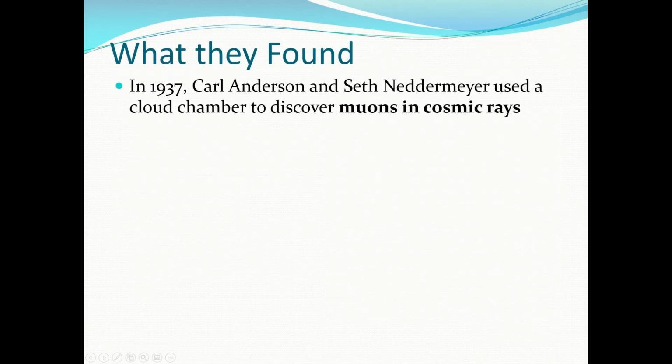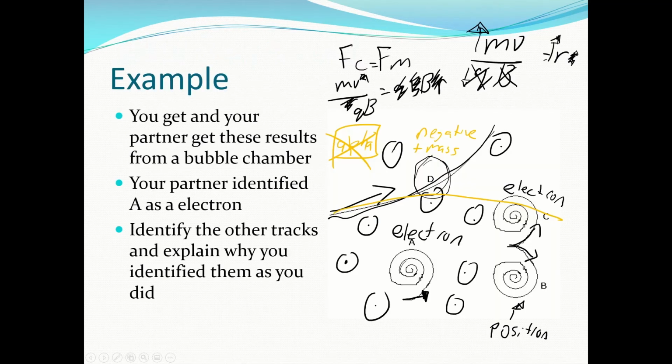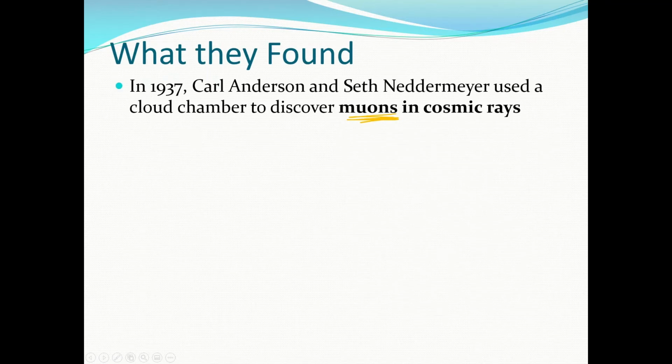So in 1937, Carl Anderson and Seth Neddermeyer used a cloud chamber to discover muons. Ooh, these are new particles we've never heard before. So muons are a lot like an electron, but they have a mass that's 207 times greater, right? So that would make sense. That's why it has that bigger radius, because it has a bigger mass. And we know that it's negative because it's flowing to the right. So yeah, that would make sense what's going on in this one. So it must be a muon.